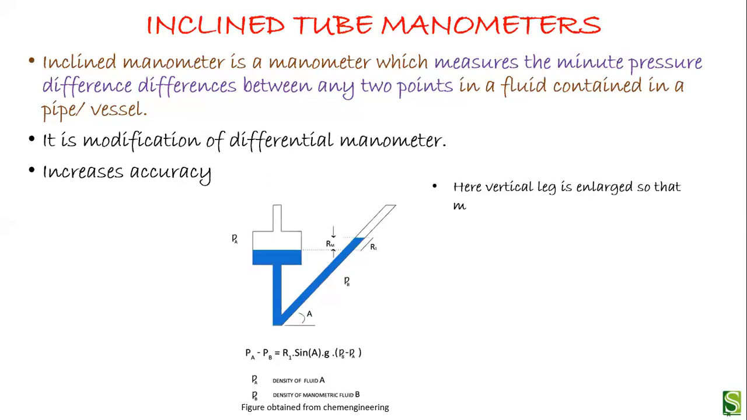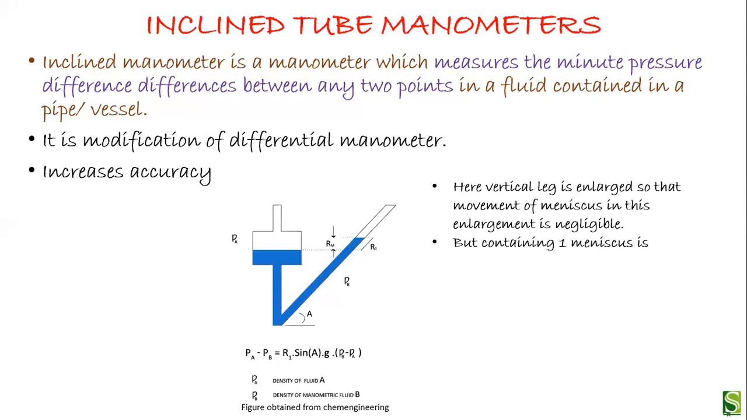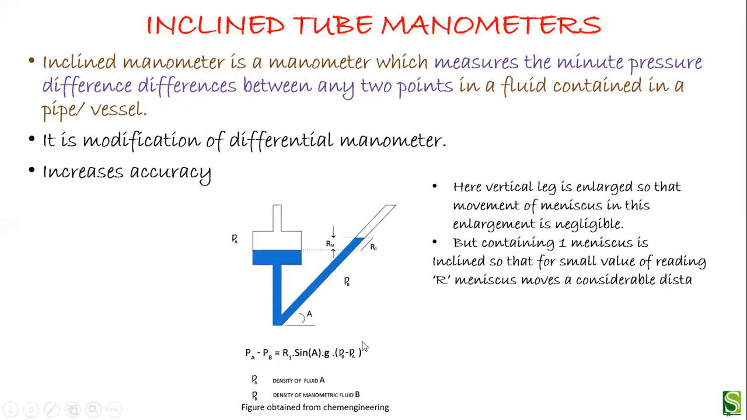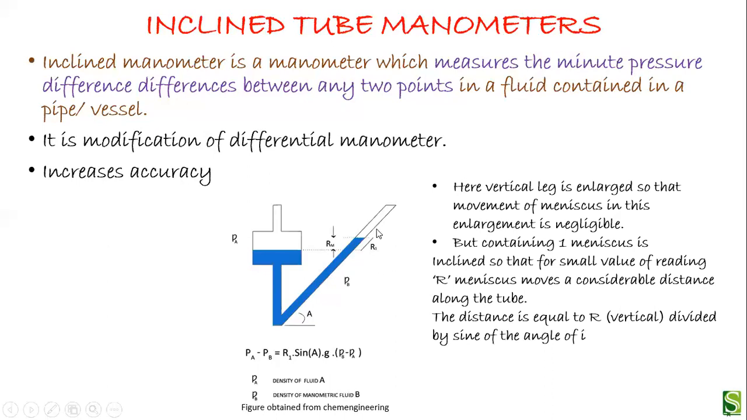Here the vertical leg is enlarged, so that movement of the meniscus in this enlargement is negligible. But the other meniscus is inclined, so that for a small value of reading R, the meniscus will move a considerable distance along the tube. The distance is equal to R, which is observed vertically, divided by sine of the angle of inclination, sine A. So making angle A small, the value of R is increased.